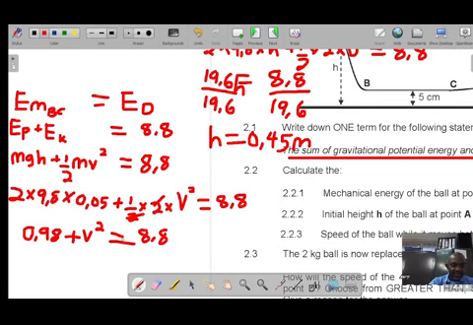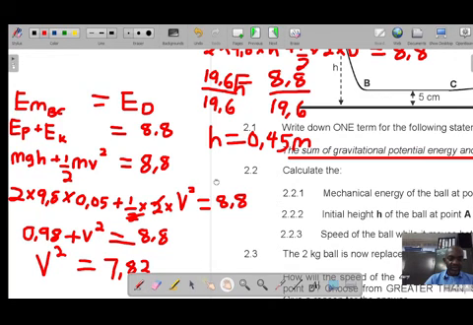Now if I subtract 8,8 minus 0,98, I'm going to get v squared equals what? What is 8,8 minus 0,98? 7,82. v squared equals 7,82.